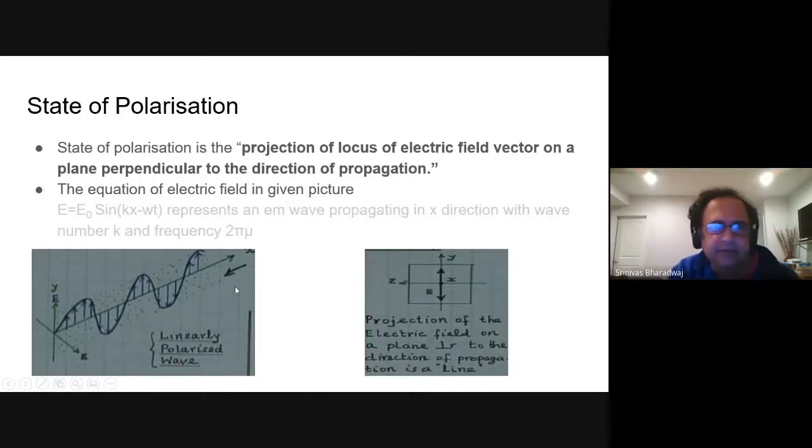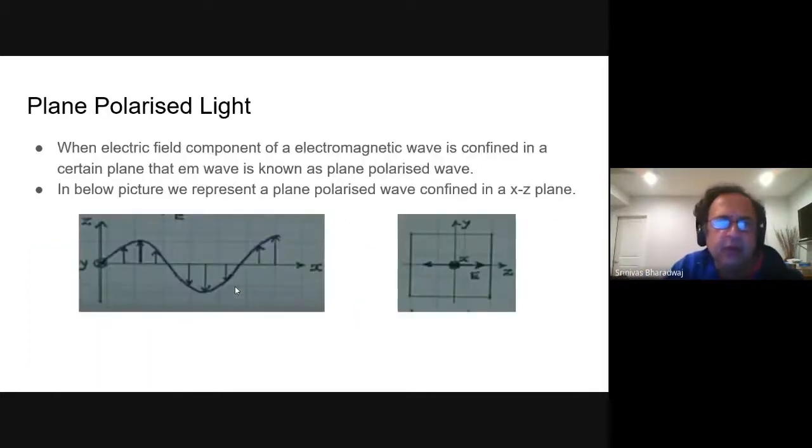Linearly polarized wave. The state of polarization is the projection of the locus of an electric field on a plane perpendicular to the direction of propagation. Now we say that light is plane polarized. The two words come together, plane polarized. What does that mean? It means that the E is confined to a certain plane.